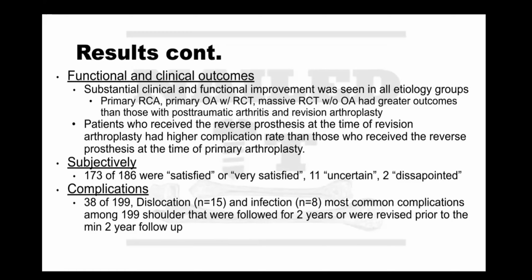It's also interesting that the authors pointed out that post-op Constant scores were significantly related to subjective ratings in all of the etiologies except for massive rotator cuff tear, something that was a little bit different from the other ones. The authors also reported on subjective outcomes. Of the 186 patients, 173 were considered satisfied or very satisfied, 11 were uncertain, and 2 were disappointed. The authors also pointed out some complications of the procedures, most commonly dislocation with 15 patients, as well as infection with 8, among the 199 shoulders that were followed up for 2 years or revised prior to the 2-year minimum follow-up.